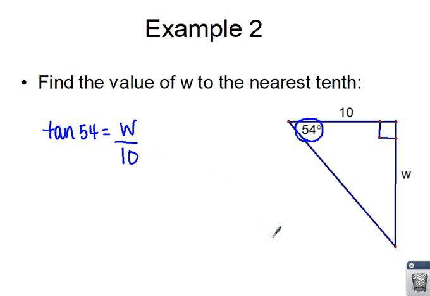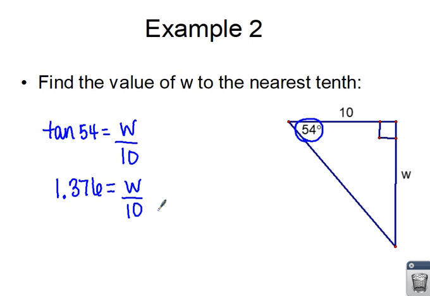Now here's where the fun part comes in. It looks like an equation, but not one that you've ever seen before. On the calculators at school, the yellow calculators, you push tangent 54 in your calculator, and I'll show you how to do that. And then you carry it out to 3 decimal places. So 1.376 is what tangent of 54 is.